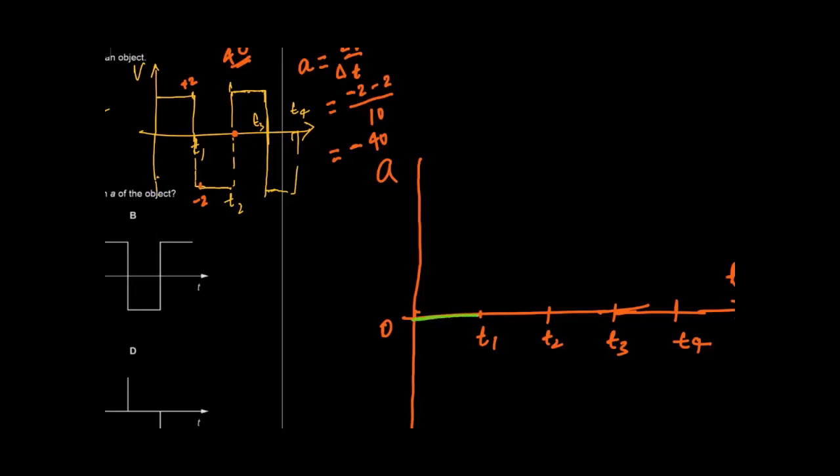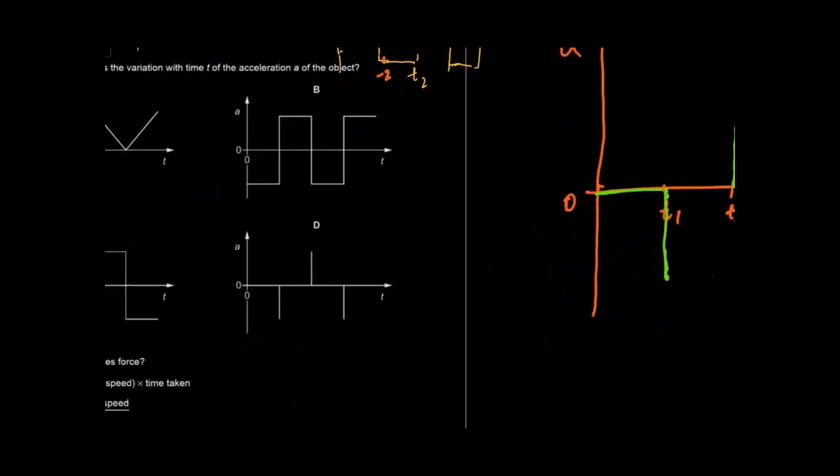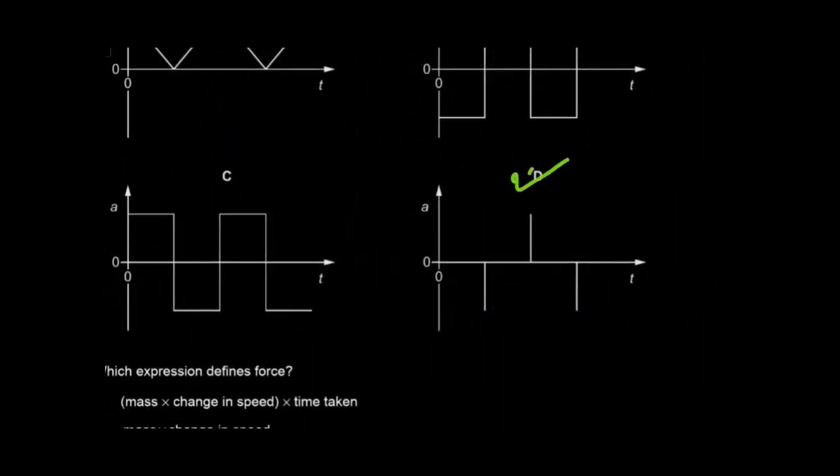So there is no acceleration between 0 to T1. But at point T1, there is a negative acceleration. It has some value. I don't know what value it is. At point T2, when the velocity is changing from negative to positive, acceleration comes out to be some positive value. Similarly, for point T3, acceleration comes out to be some negative value, and for T4, acceleration comes out to be some positive value. So out of this, option D is correct.